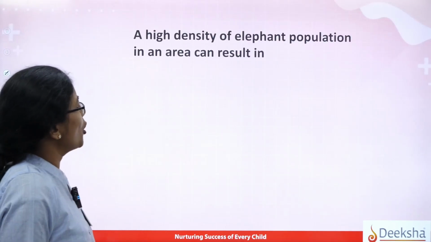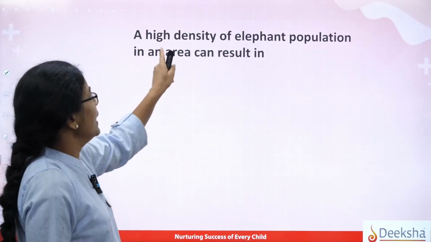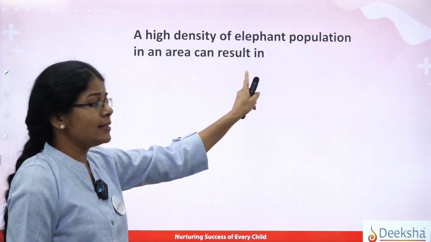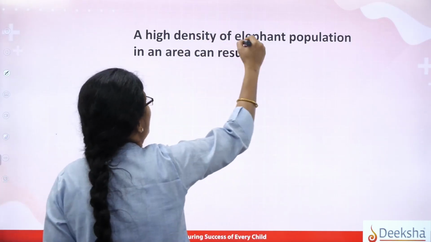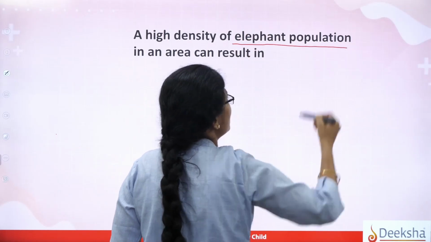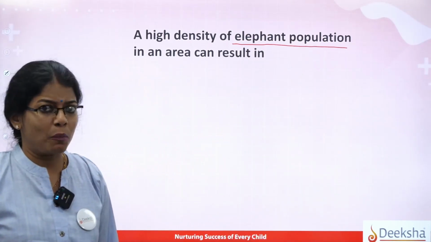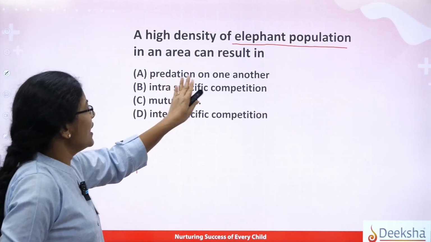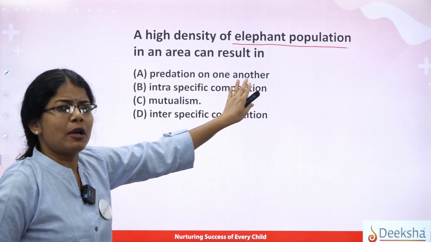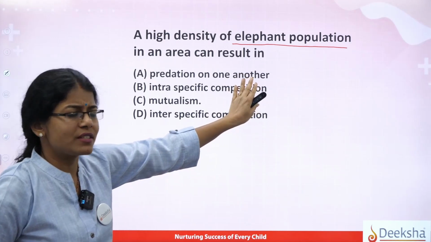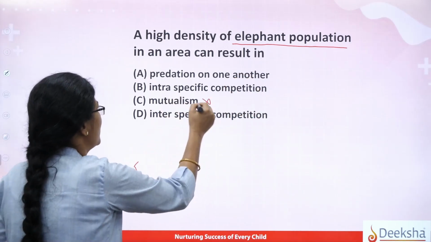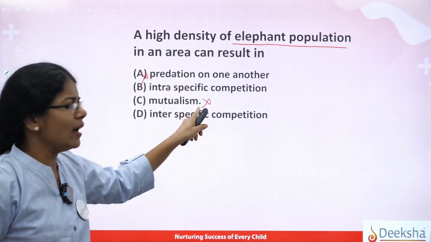It is based on competition, okay? High density of elephant population in an area can result in... It is just talking about which population? Only one species population, that is elephant population. There are different types of competition. Predation on one another is not possible because they are falling in the same species, right? Something called mutualism also not. So there is nothing connected with these two, correct? They are not the answers here.